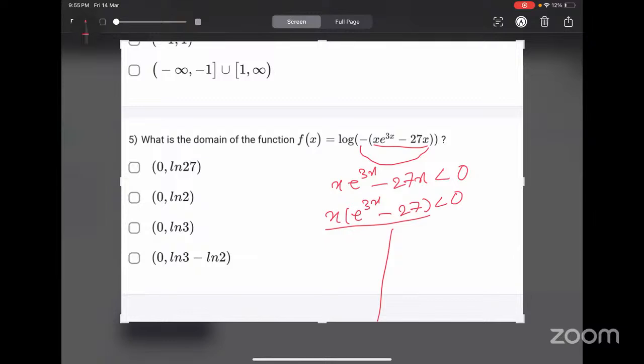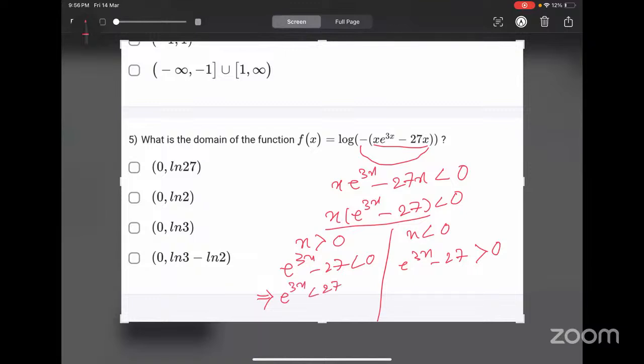We can take two different cases, right? I taught you this. Either x is greater than 0 and e power 3x minus 27 is less than 0, or x is less than 0 and e power 3x minus 27 is greater than 0. Yes, we did this two times, madam, two sessions already. Yes, the same thing.